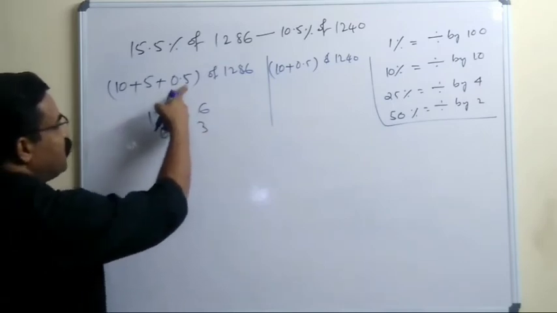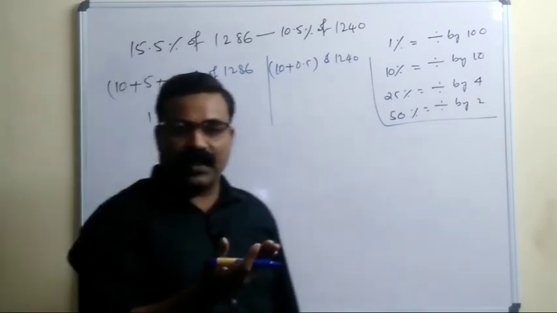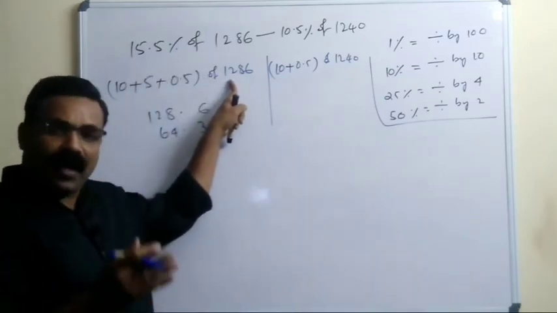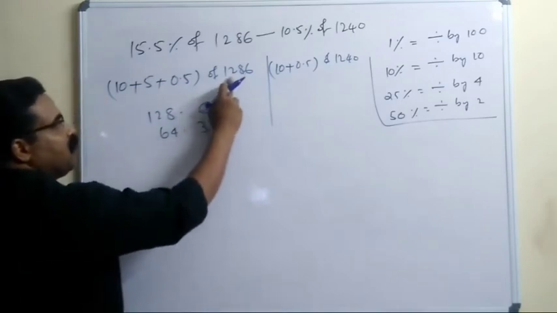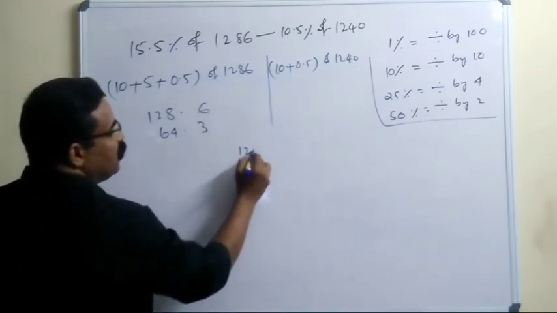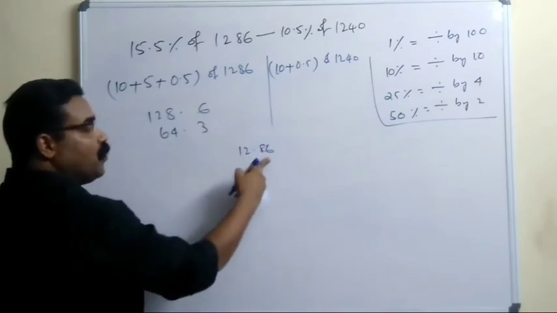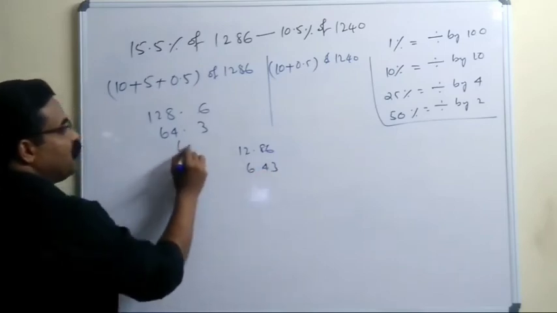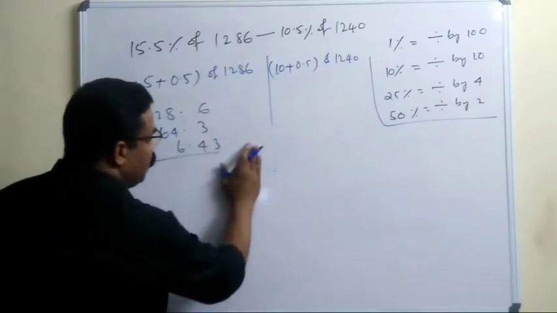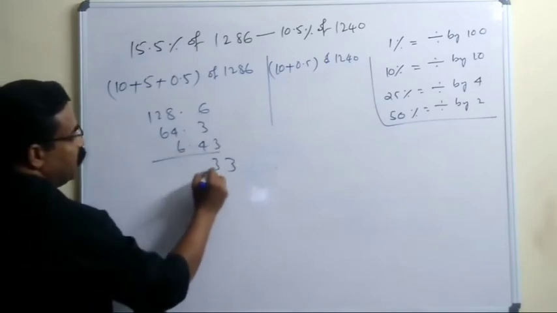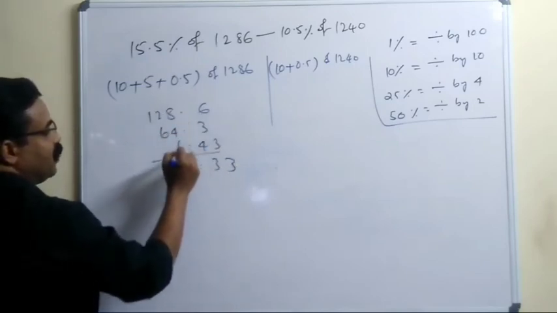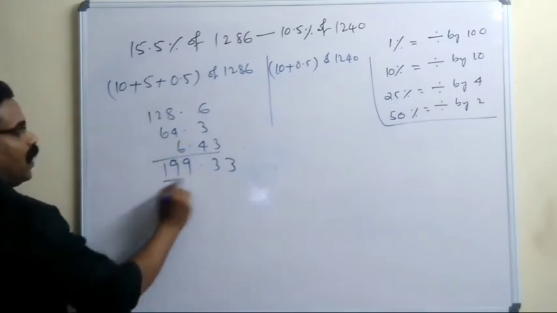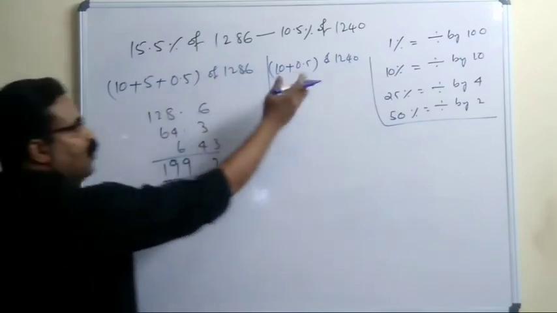Then 0.5 percentage. 0.5 means half percentage. We know 1 percentage, and half of that will be half percentage. What is 1 percentage here? Just divide by 100, it will become 12.86. If 1 percentage is 12.86, half percentage is 6.43. So now when you add these, you'll get 199.33.